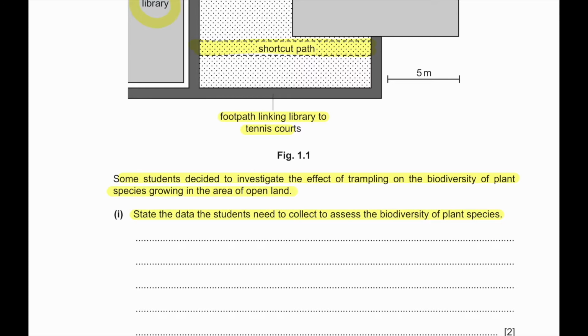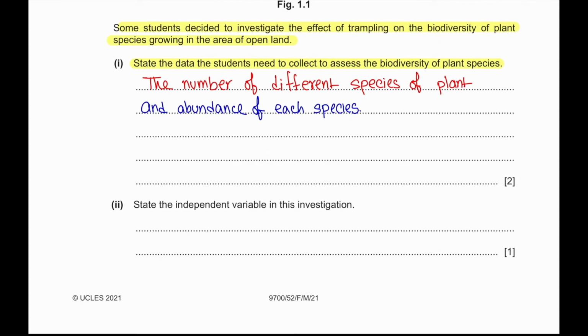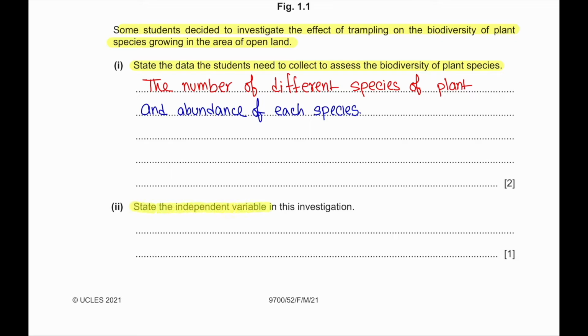In order to calculate the biodiversity of the plant species, we need to know the number of different species of plant and the abundance of each species of plant that is available in that particular place. Part 2. State the independent variable in this investigation. So the independent variable is whether the area got trampled versus the area did not get trampled. So trampled versus non-trampled.